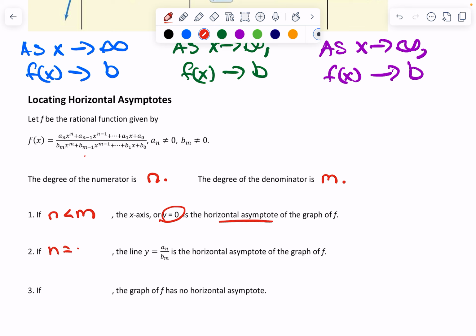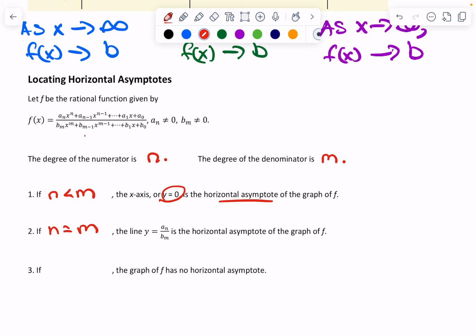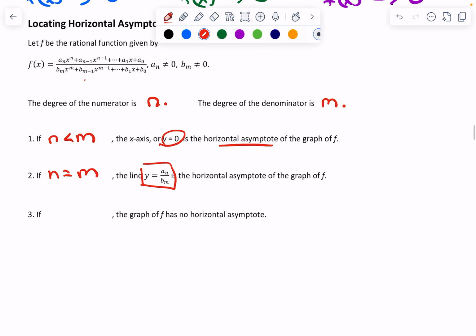Now, if n equals m, so the degree of the numerator equals the degree of the denominator, the line y equals a_n over b_m is the horizontal asymptote of the graph of f. So we are dividing the leading coefficient of the numerator by the leading coefficient of the denominator, and that will be the horizontal asymptote if the degrees are the same. Now, if the degree of the numerator is greater than the degree of the denominator, the graph has no horizontal asymptote.